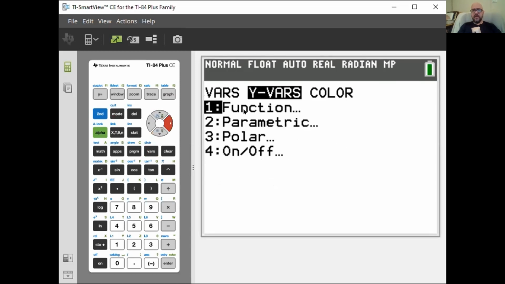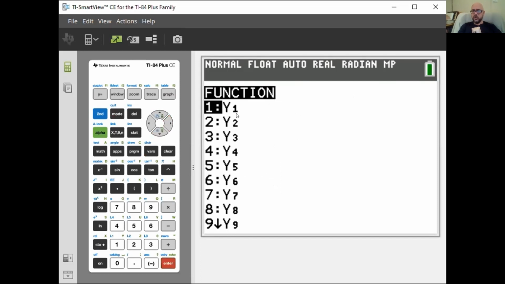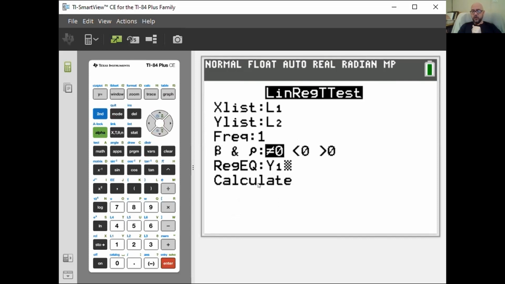And the thing I want is a function. So I want number 1 here. And then I can choose from all those variables that I showed you. I'm going to choose Y1. You can choose any of them that you want, and it'll store it in whichever one you say. So I'm going to hit enter on Y1 or just hit 1. And there you go. It made a Y1. And then I'm going to hit calculate, and the screen is going to fill up with stuff.